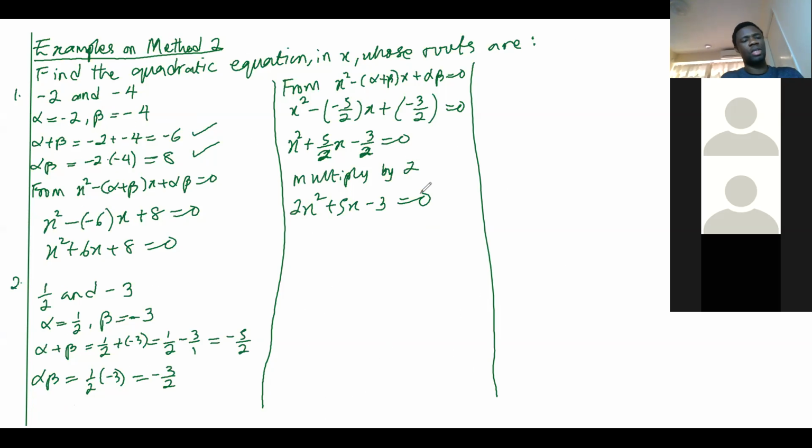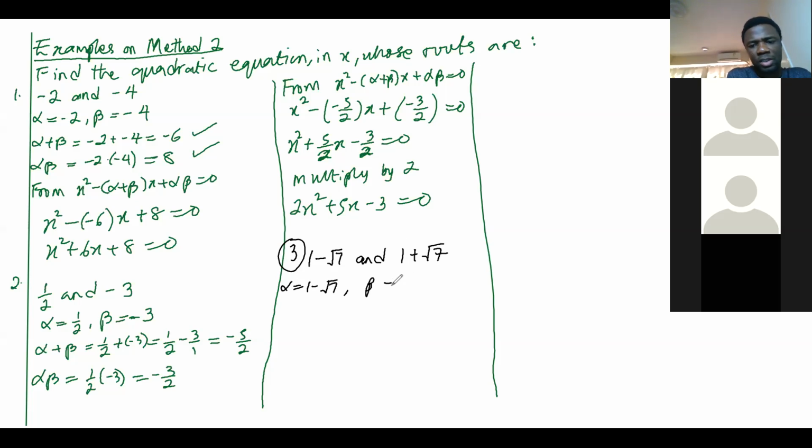Okay, so this is the case of integers. This is a case of rational numbers, that is fractions. So I'm going to put another case, the case of surds. When the roots are 1 minus root 7 and 1 plus root 7, we're going to do this. Again, my alpha is the first one, and my beta is the second one.